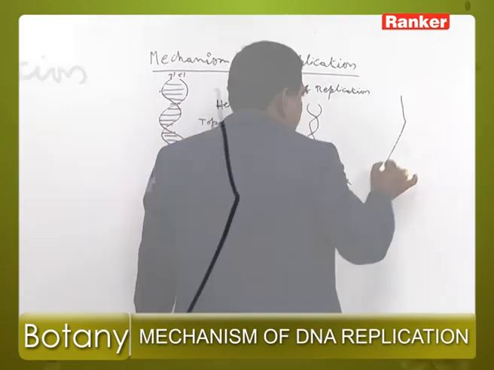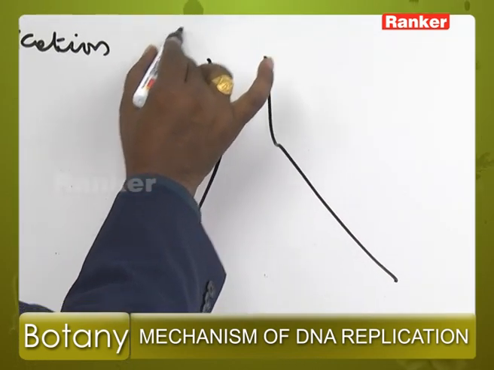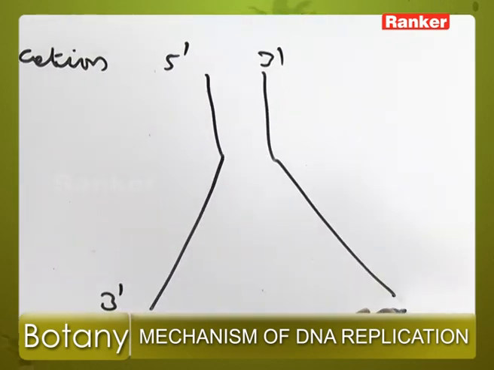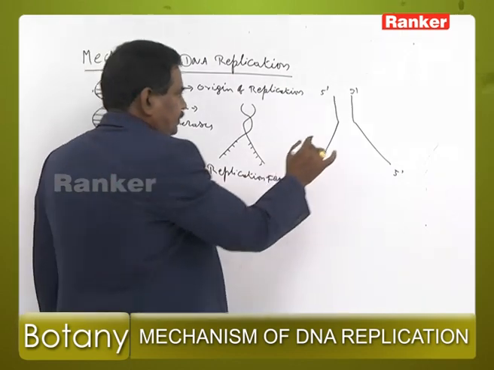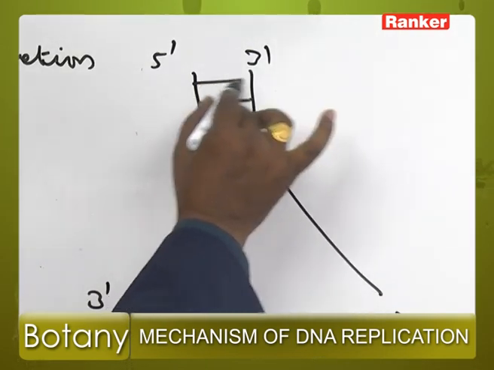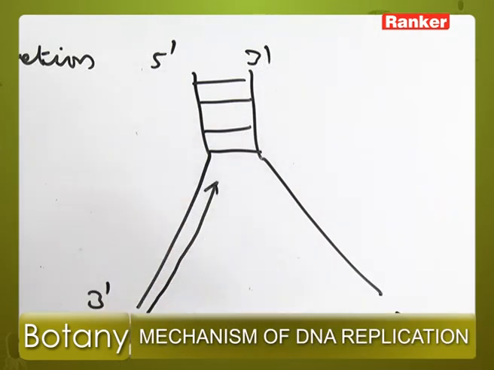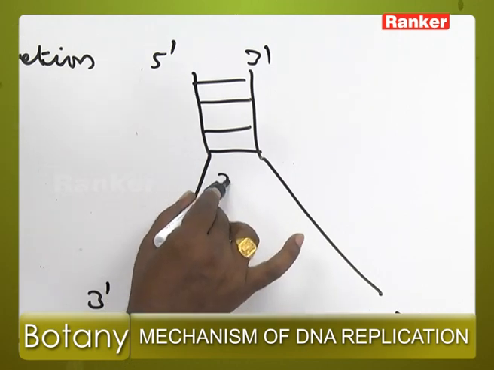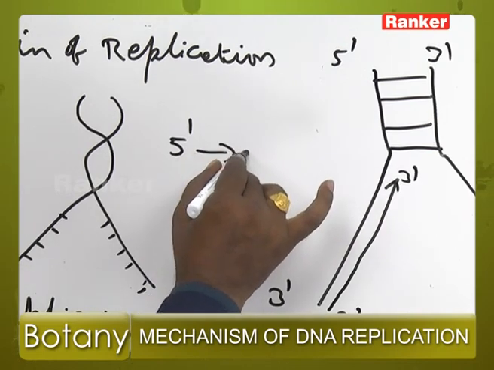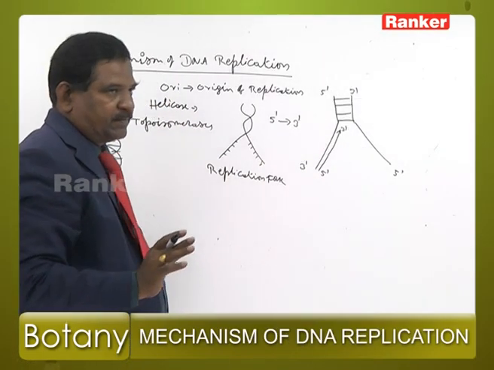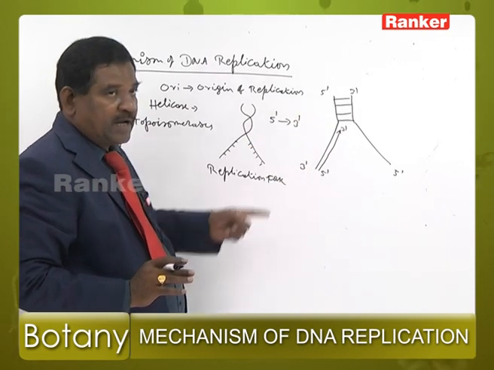Both strands act as template. One strand runs 3' end to 5' end direction, another strand 5' end to 3' end direction. A new DNA strand is always synthesized in the 5' to 3' direction only. The template strand here is the 3' to 5' strand.